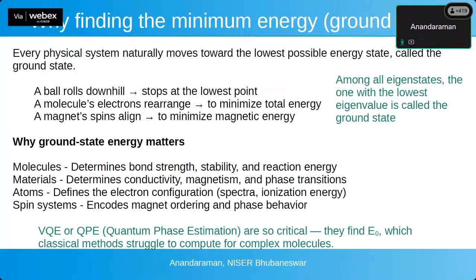Why do they have to find their ground state? Because if you know the ground state, the lowest energy, then you can understand that material better. That's why ground state is needed. If you understand it better, then you can utilize it better. Every physical system naturally moves towards the lowest possible energy state called the ground state. A ball rolls down and stops at the lowest point. In a molecule, electrons rearrange to minimize total energy. In a magnet, spins align to minimize magnetic energy.